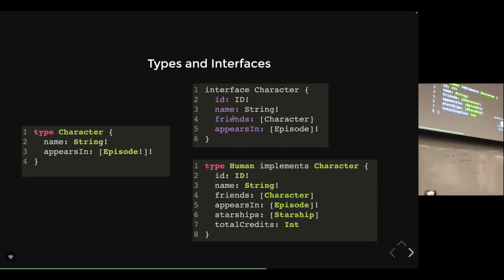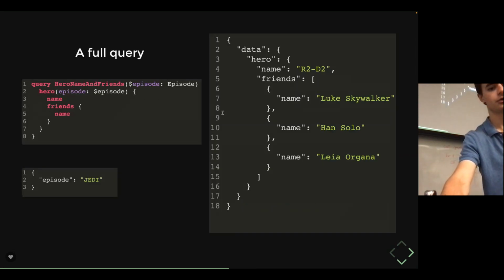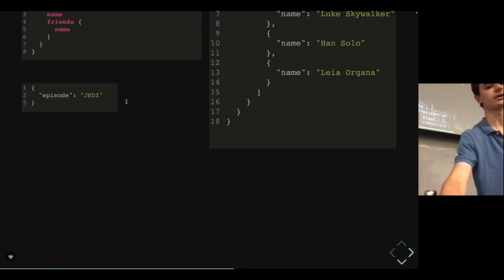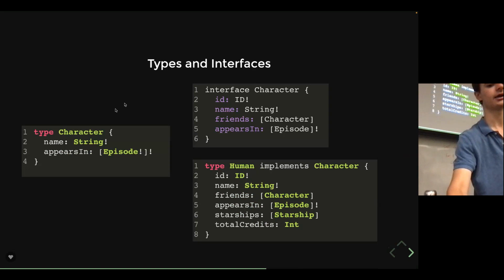And then you can put this on the right-hand side of your schema, for example, and say, well, you've got this field hero, which returns a character. And then we can select information about that character, like what's the name? What does it appear in? And this forms part of your GraphQL schema.